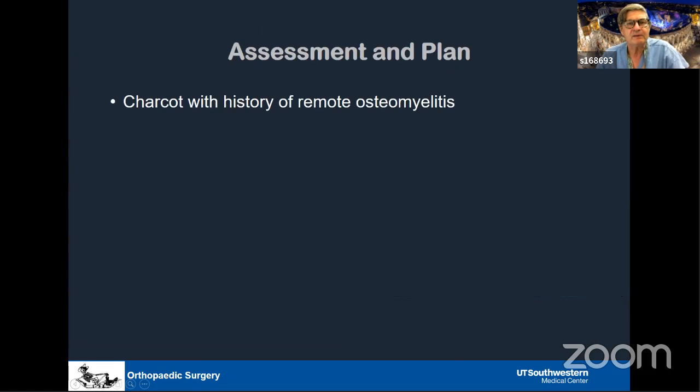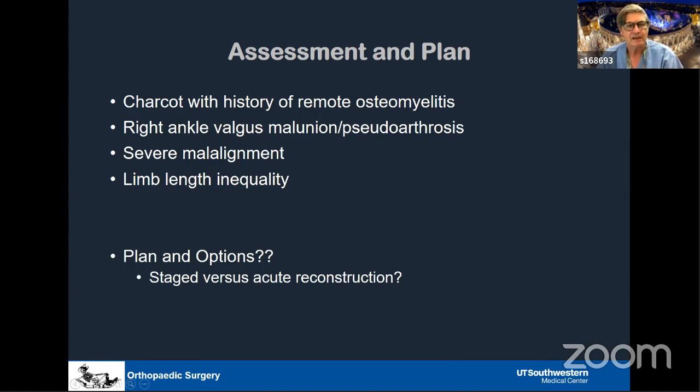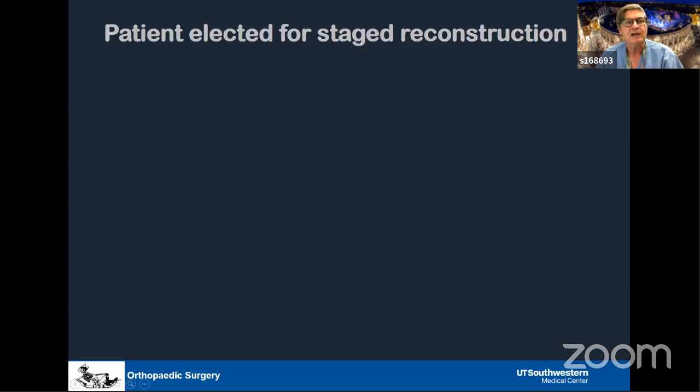So what did I think about? This is a guy who had a Charcot with a history of a remote osteomyelitis. He had a severe right ankle valgus deformity. He had severe malalignment. He had a limb length inequality. And the question is, what do I do in this particular setting? Do I do a staged versus an acute reconstruction? Or should I consider a below-knee amputation in this person?